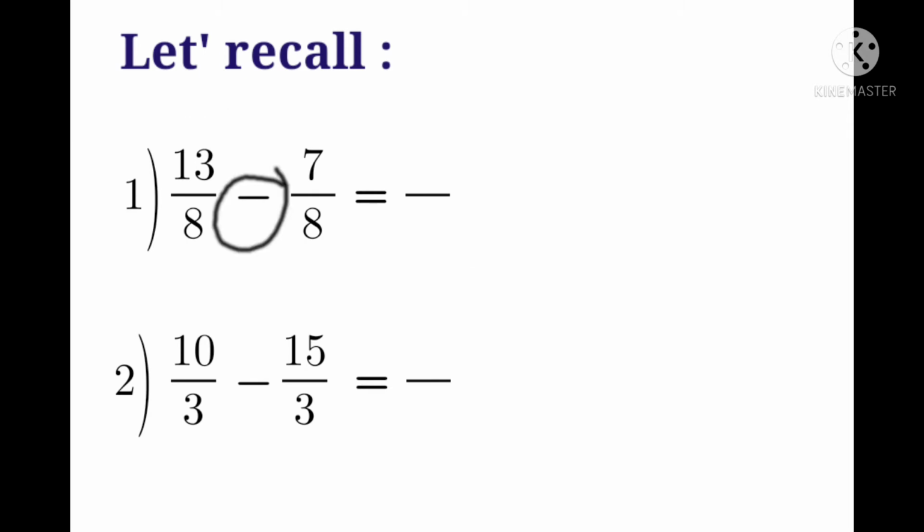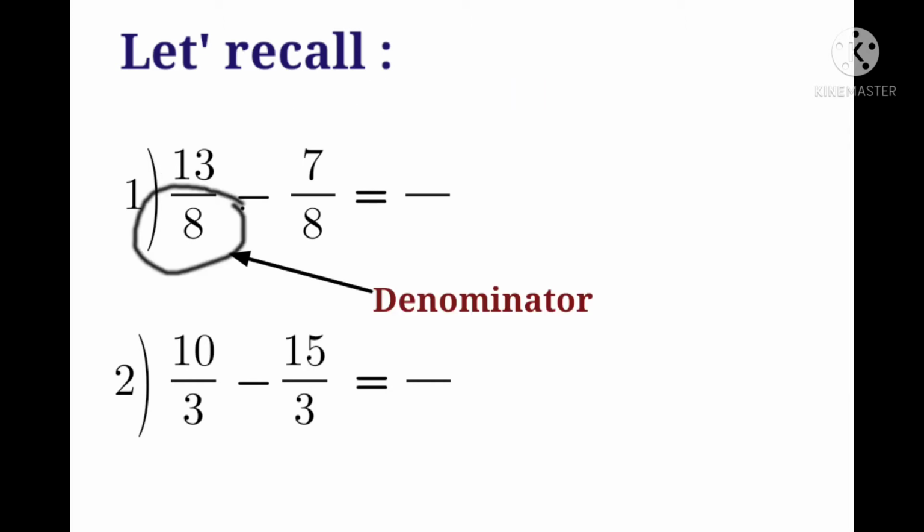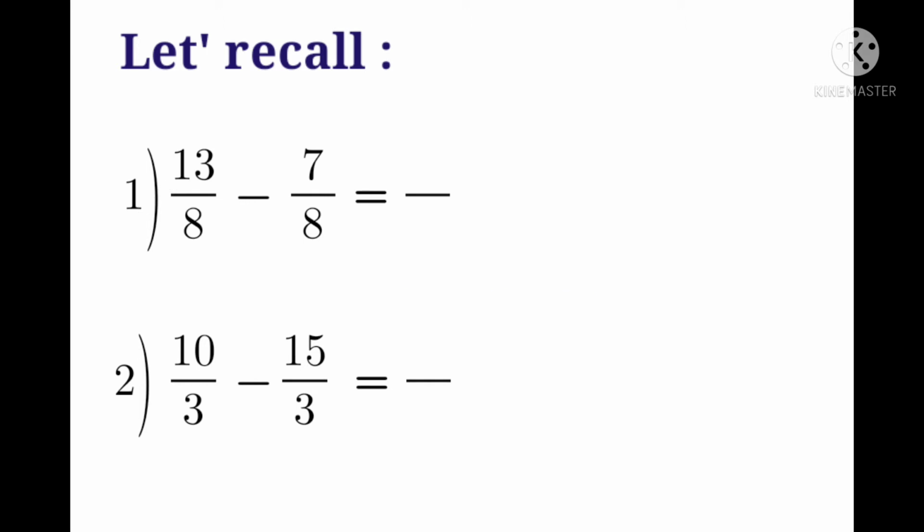Here we have to subtract the fractions. Keep in mind the top one is called numerator and bottom number is called denominator. Here you can see that the denominator of both the fractions are same. When denominators are same, the denominator remains as it is. So the answer will have denominator 8 and the numerators are subtracted.